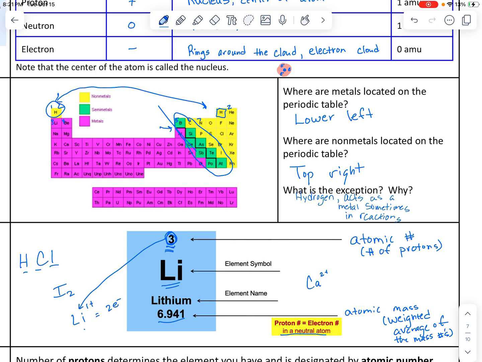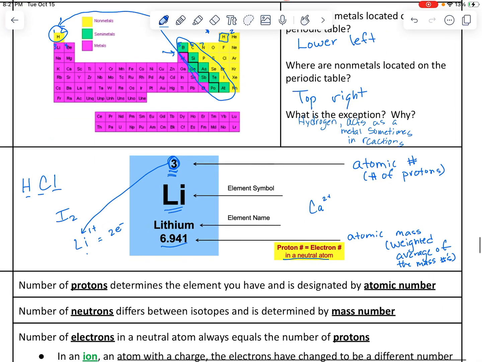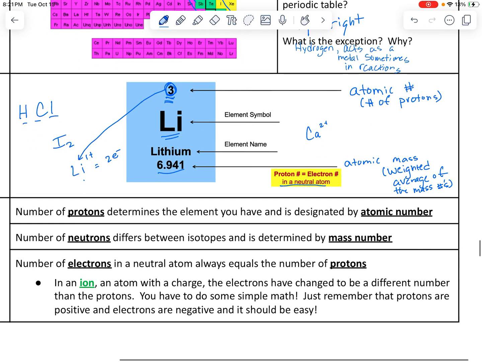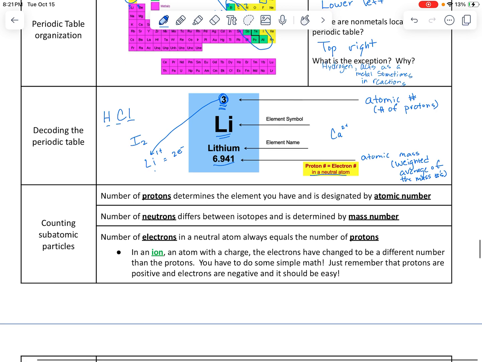So that means it has 2 more protons than electrons, okay? All right, moving down. Counting subatomic particles, the number of protons is done by the atomic number. That's always the case. The number of neutrons differs between isotopes. There's that word again. Isotopes are the different players. So how do you know what isotope you have?